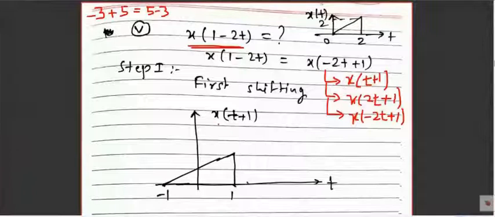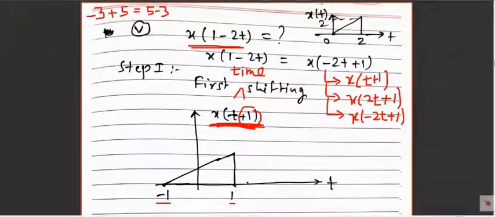Okay, shifting, x of t plus 1. The first step is shifting. It is plus 1, so we have to do the opposite. What is the opposite of plus 1? Minus 1. So 0 minus 1 is minus 1, 2 minus 1 is 1. So this is a shifted signal. Time shifting. You must write properly: first step is time shifting.